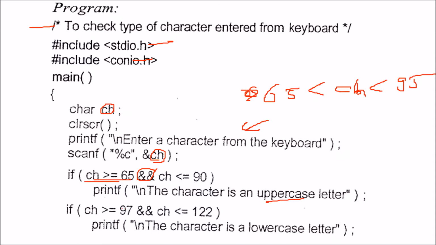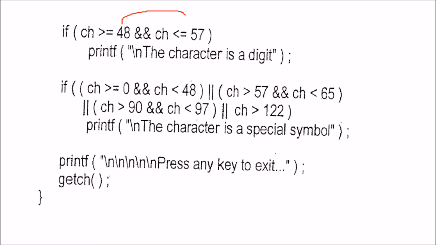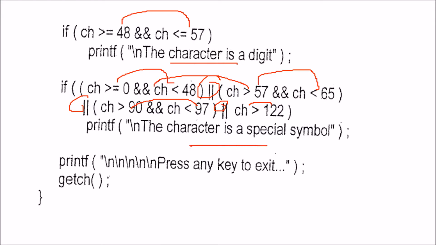With similar logic, if it is between 97 and 122, we use the AND operator, since both have to be true. The character has to be greater than or equal to 97 and simultaneously less than or equal to 122, then the character is a lowercase letter. Then 48 to 57 is a digit. Since we have various ranges for the other symbols, 0 to 47, 58 to 64, 91 to 96 and greater than 122, we combine them with OR. All these four, so the character is a special symbol.